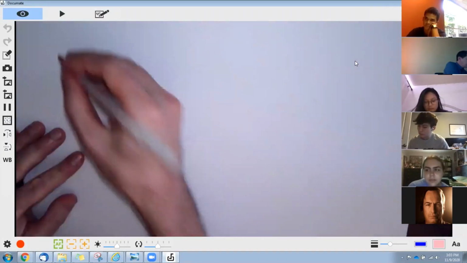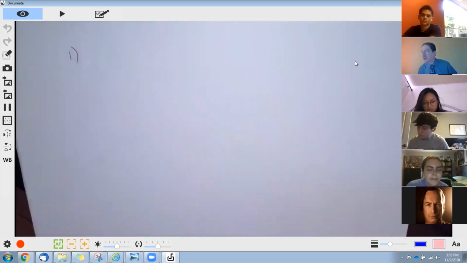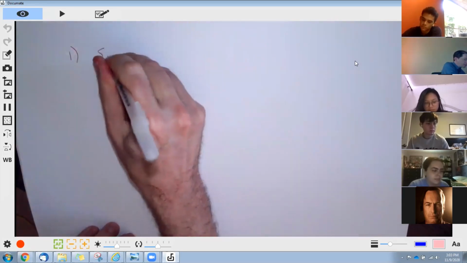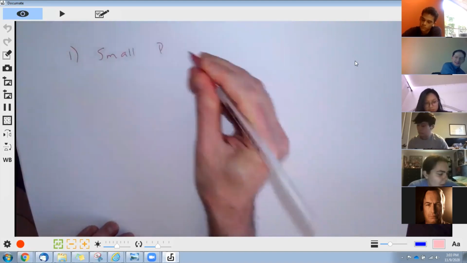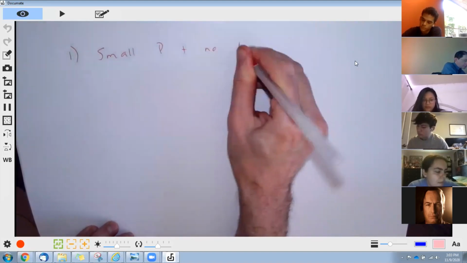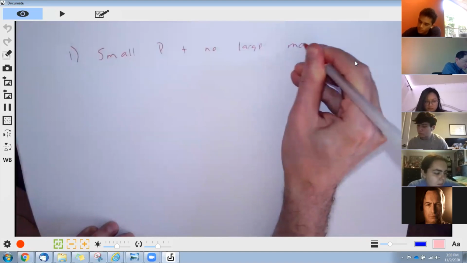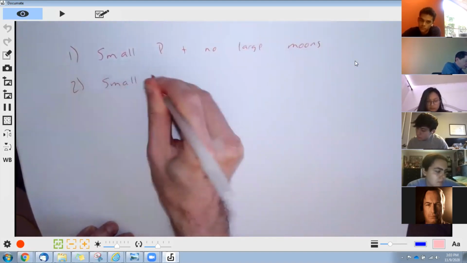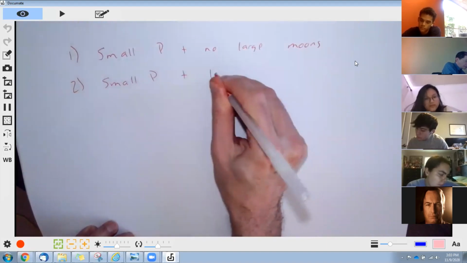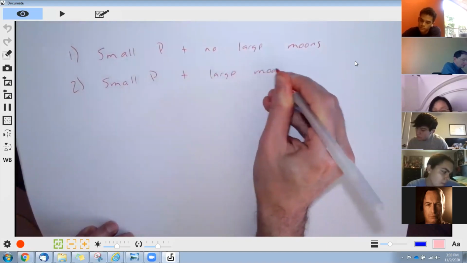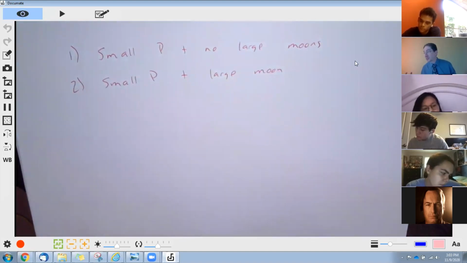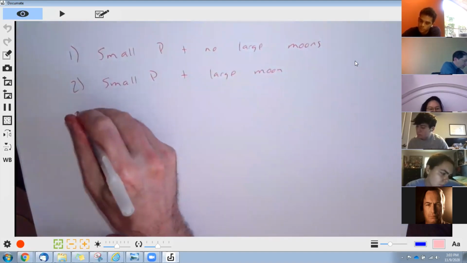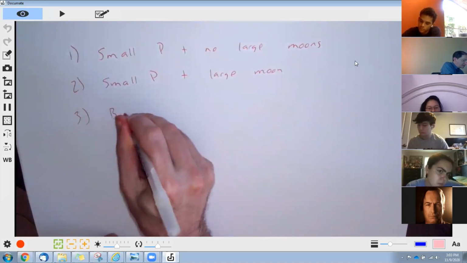Okay, and this will probably be the subject of tomorrow's warm-up question. Different causes of planetary tips. So let's write down 3 categories. You can have small planets with no large moons. You can have small planets with a large moon, such as Earth. Earth is a small planet with a large moon. And 3, then you can have big planets.